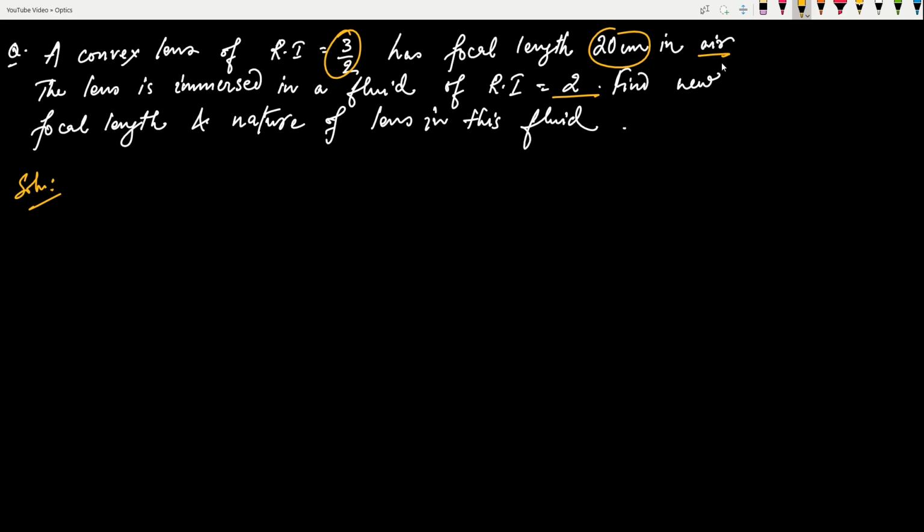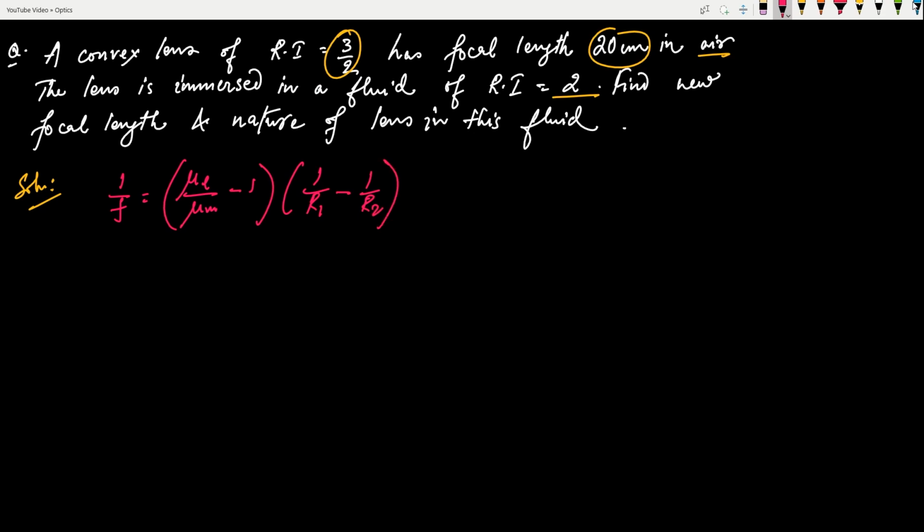How to solve this question? Let's see. If you look into this question, you'll see that there is no mention of R1 and R2 here. So how to solve this question? Let's build the equation first, using the Lensmakers formula. That is 1 by F is equal to (mu L by mu M minus 1) multiplied by (1 by R1 minus 1 by R2).